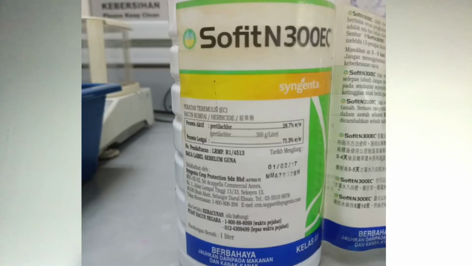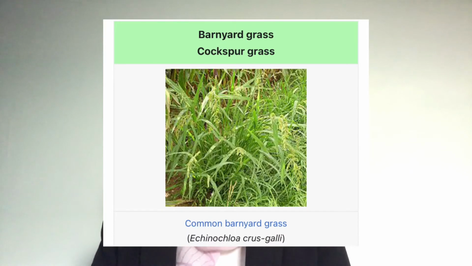For pre-emergent treatment, the herbicide chosen is Sulfite 300 EC, which contains 28.7% AI Pretilachlor. It is commonly used in paddy fields as it kills sedges in rice fields and broadleaf weeds such as Echinochloa oryzoides and Cyperus difformis. It is labeled as a Class 3 type of herbicide. It is said to control both narrow and broadleaf weeds before emergence and give control for a longer time.